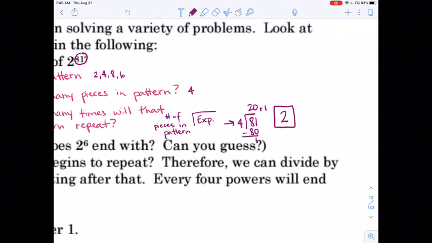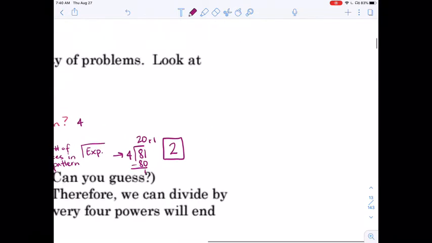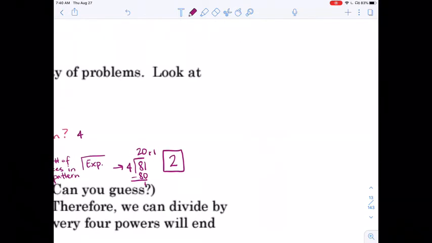So the last digit in 2 to the 81st power is going to be 2. Now we're going to do a few more of these. All right, so I'm going to move over here. What about 2 to the 26th and 2 to the 40th?